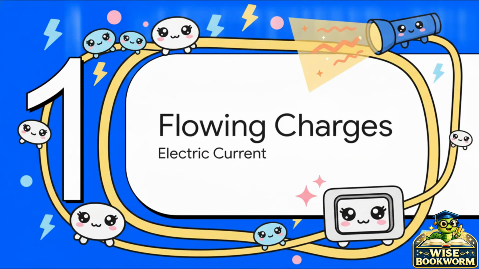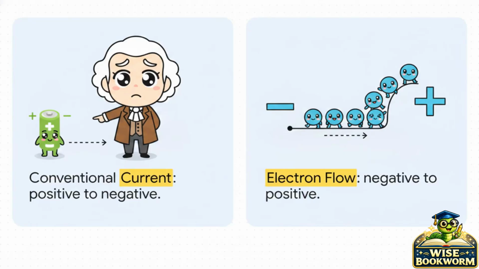Section 1. Flowing charges, otherwise known as electric current. When you flip a switch to turn on a flashlight, you're creating a continuous, closed path for microscopic particles called electrons to flow through metallic wires. And this rate of flow of electric charge is exactly what we call an electric current.